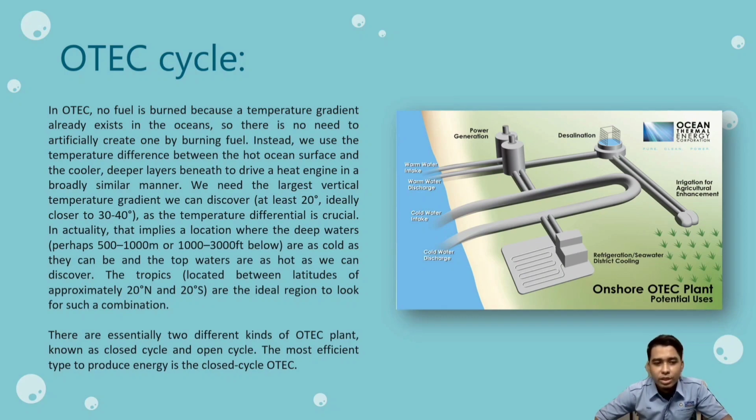Instead, we use the temperature difference between the hot ocean surface and the cooler deeper layers beneath to drive a heat engine in a broadly similar manner. We need the largest vertical temperature gradient we can discover, as the temperature differential is very crucial. In actuality, that implies a location where the deep waters are as cold as they can be and the top waters are as hot as we can discover.